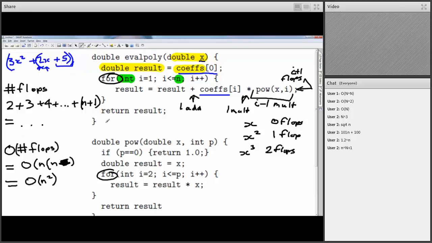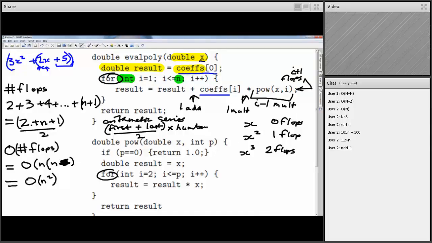So this is called an arithmetic series. An arithmetic series is when the difference between each term is constant. Here the difference between each term is 1 every single time. To work out an arithmetic series, you take the first plus the last term, divide by 2, and multiply that by the number of terms. In this case, the first is 2, the last is n plus 1, divided by 2, and then multiply by how many terms there are, so multiply by n. That's equal to, in factorized form, n times (n plus 3) over 2.